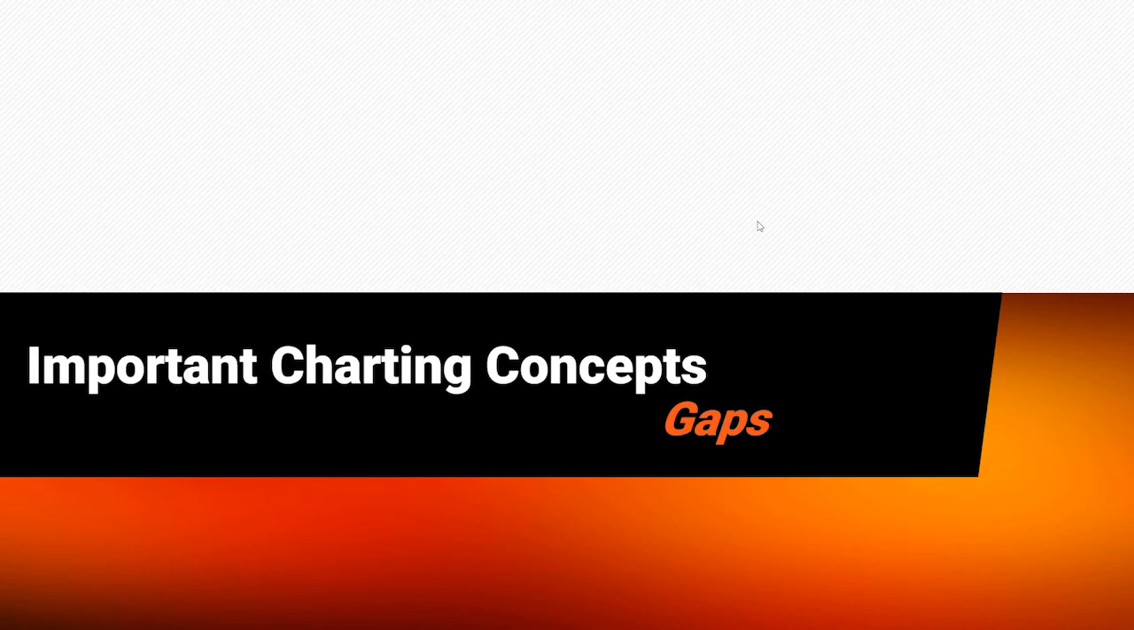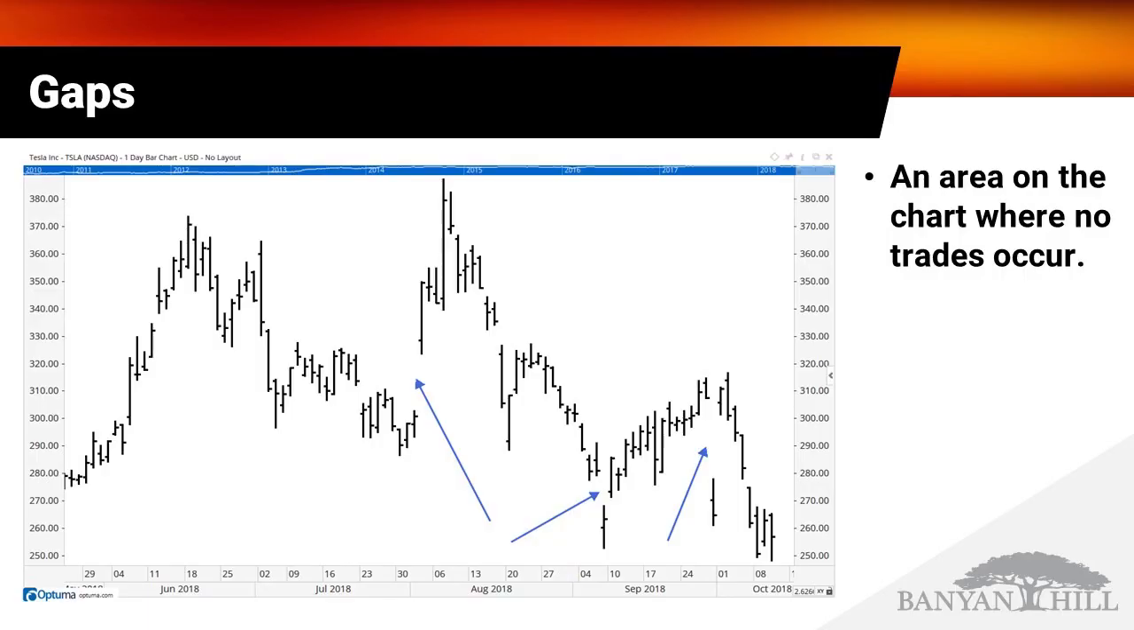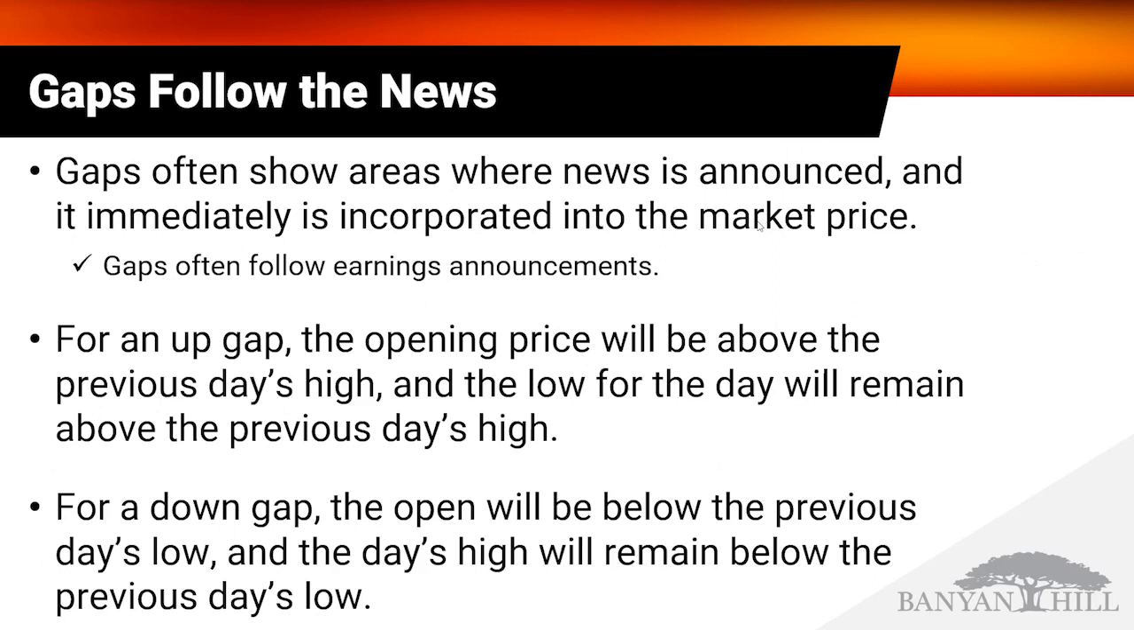Another important charting concept is gaps. And gaps are an area on the chart where just no trading occurs. This is Tesla. Because there's so much emotion in the stock, we often see prices just race up or down at the open. So a gap is simply an area where, often, it's caused by news. And if the news is good, the stock will open up above the day's previous high, and the low for the next day here will remain above that high. A gap down is a break below the day's previous low.